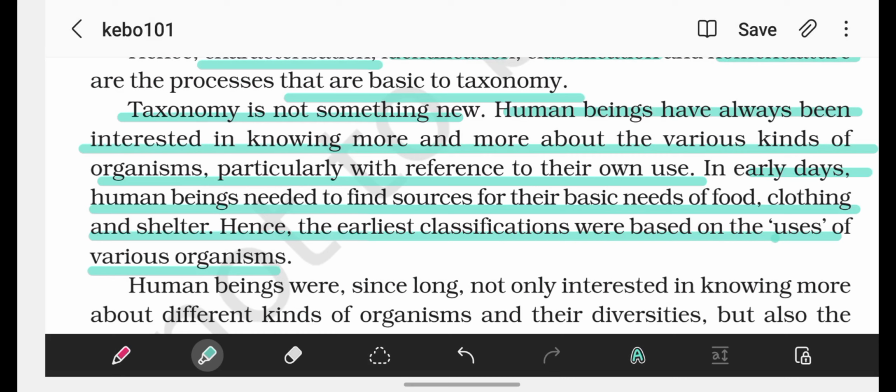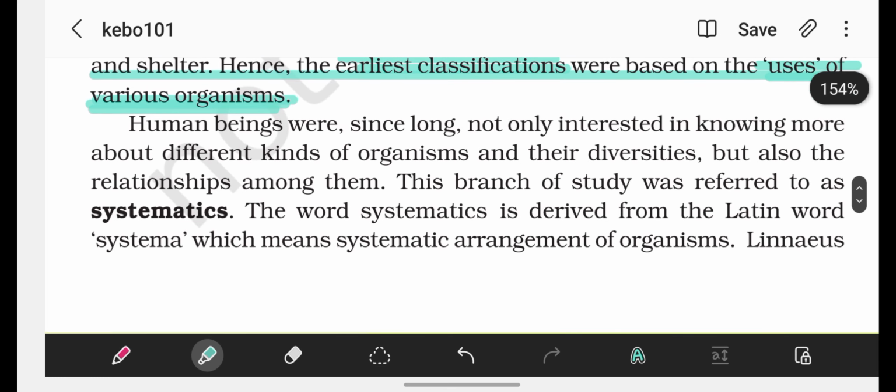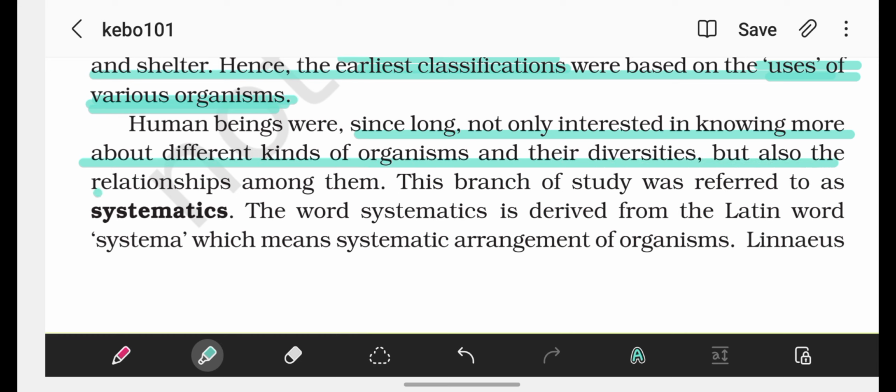Earliest classification पहले ह्यूमन बीइंग अपनी ज़रूरत के हिसाब से कोई भी चीज़ को कैटेगराइज करता था, इसीलिए अर्लीस्ट क्लासिफिकेशन यूजेस ऑफ वेरियस ऑर्गेनिज्म के ऊपर होंगी. जस्ट रिमेंबर दिस, अर्लीस्ट क्लासिफिकेशन वाज बेस्ड ऑन यूजेस ऑफ वेरियस ऑर्गेनिजम्स. Human beings were since long not only interested in knowing more about different kinds of organisms and their diversity, but also relationship among them. This branch of study was referred to as systematics.